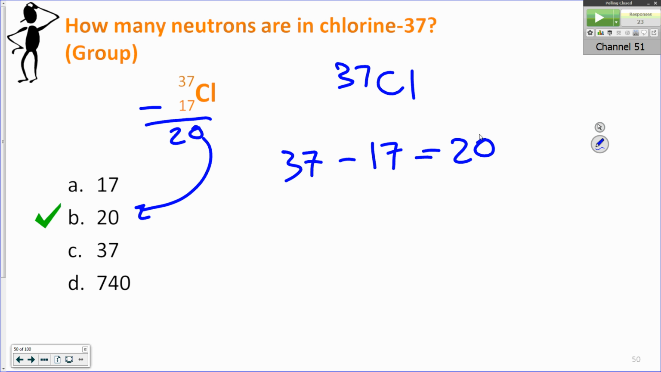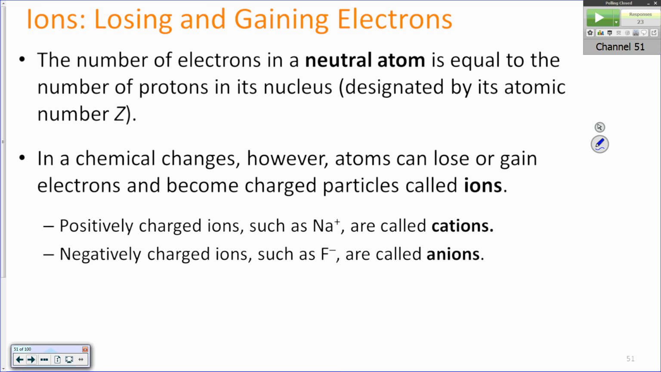Now, chlorine is an example that exists in a couple of different isotopes. There's chlorine-35 and there's chlorine-37, and they're closer to one another. Chlorine-35 is the most abundant. It's about 3 of those for every 1 of the chlorine-37s. Okay, so what happens with an ion?